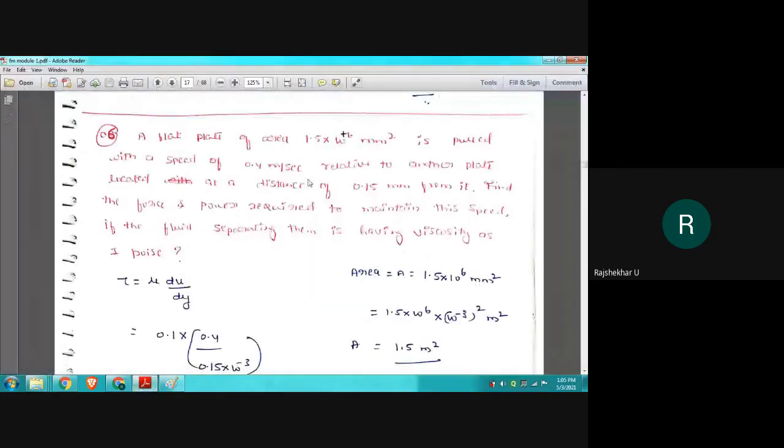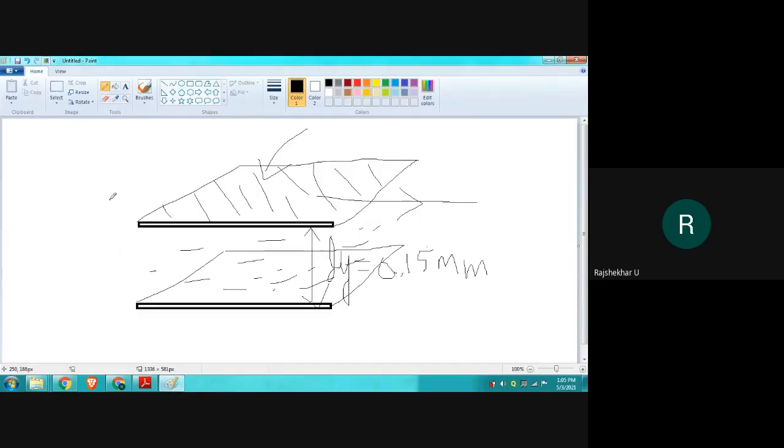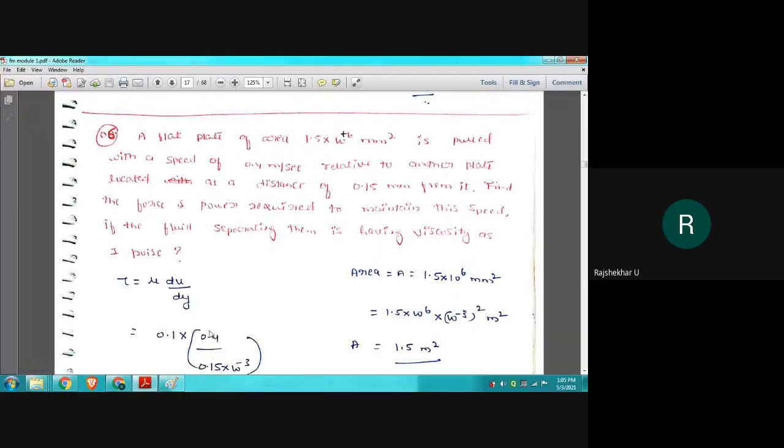What is that area? 1.5 into 10 power 6 mm square. So that area is given in mm square. I hope you can imagine this area. So here it can be A, B, C, D. Okay. So this area is given and the distance is given. Remaining thing, what is given?